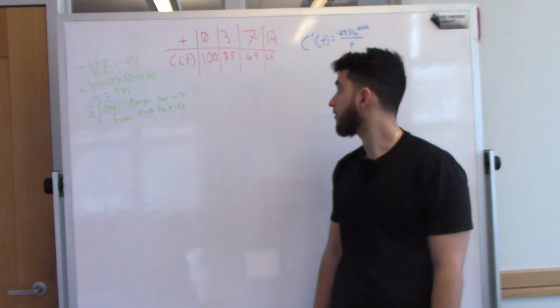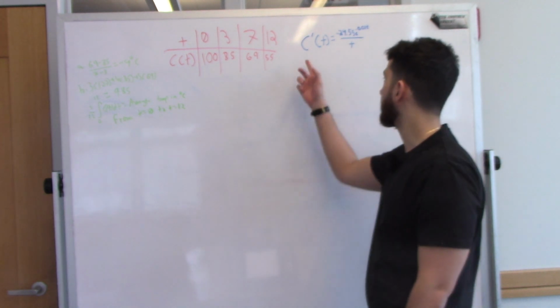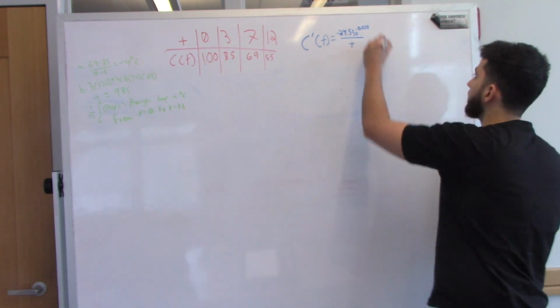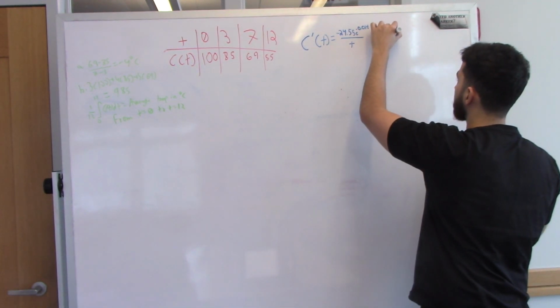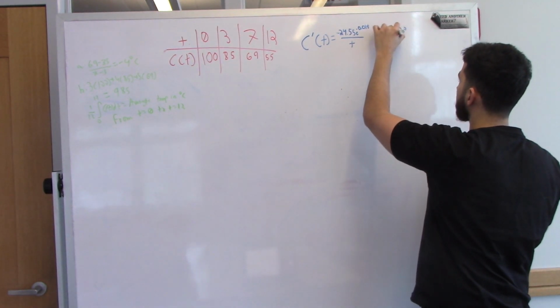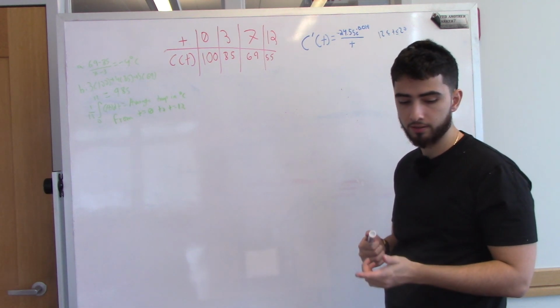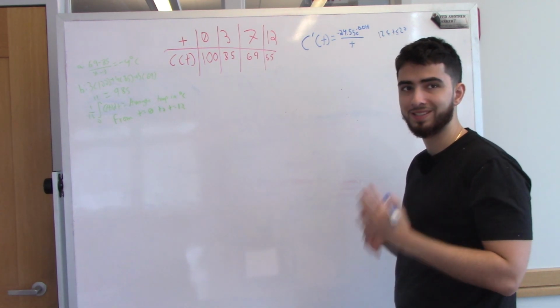Now for part C, we're told that C prime of t is modeled by this function for t greater than or equal to 12 but less than 20. And we're just asked to find the temperature at t equals 20, which means we want to find C of 20.